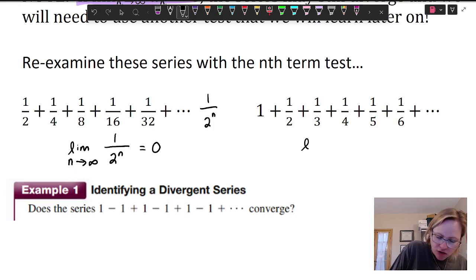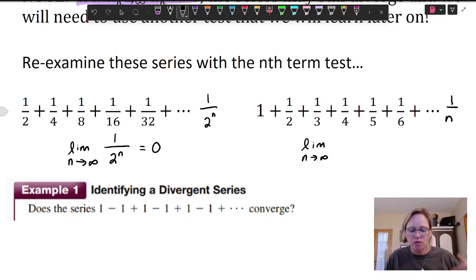This other series, however, also has a limit as n approaches infinity. And if I look at this series and try to generate the rule, this just appears to be the series 1 over n. So when n is 1, when n is 2, when n is 3, 4, 5, and so on and so forth.